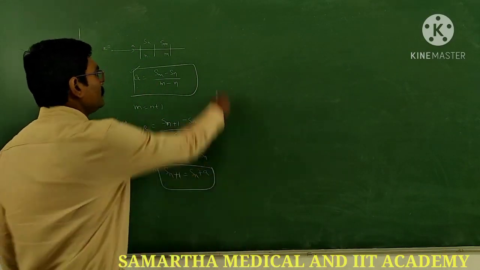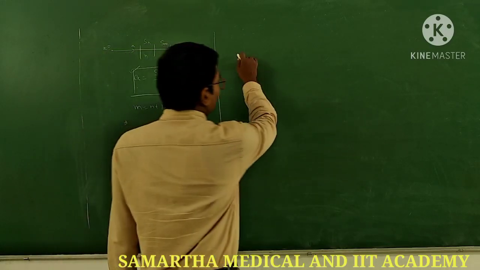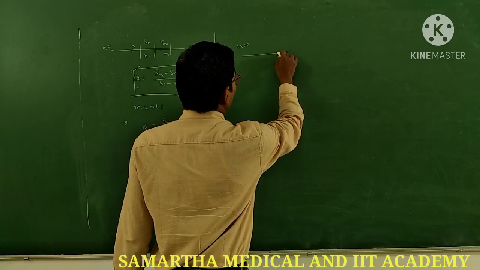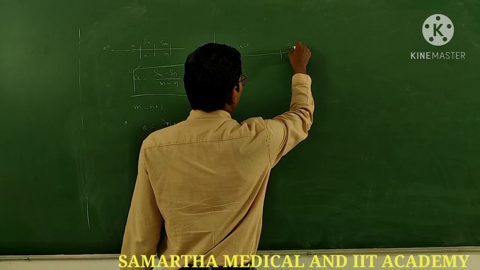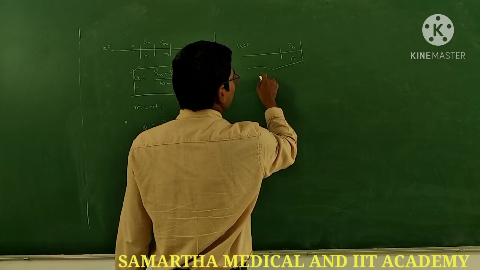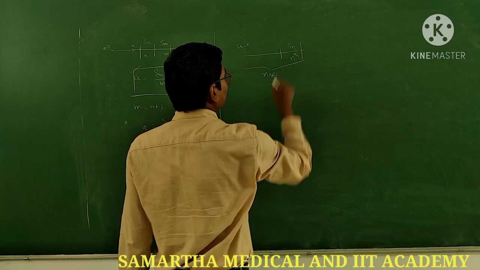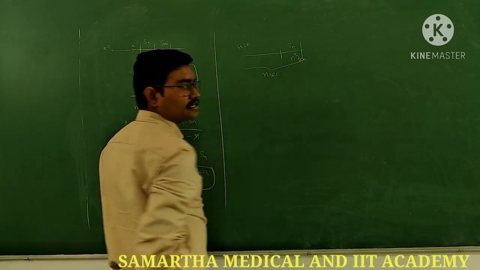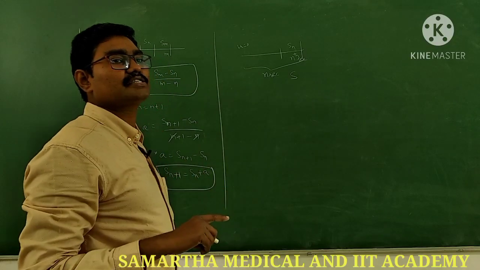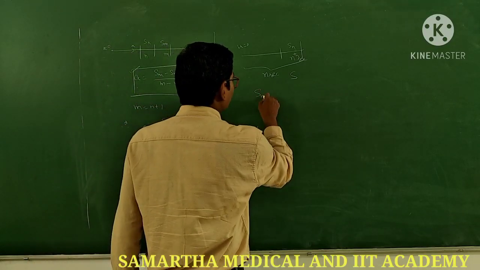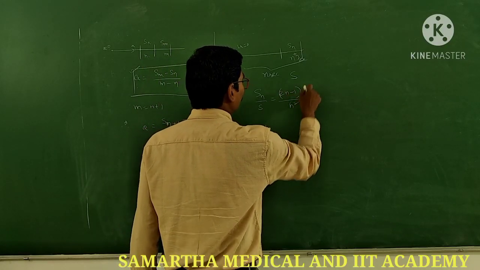Next, a body is started from rest and going along a straight line. In the nth second, distance covered is Sn, and if you take complete n seconds, the distance covered is equal to S. Then the fraction of distance covered in the nth second, that is Sn by S, is equal to 2n minus 1 by n square.